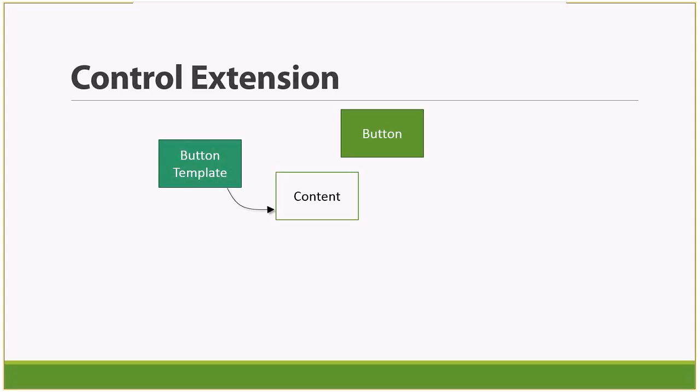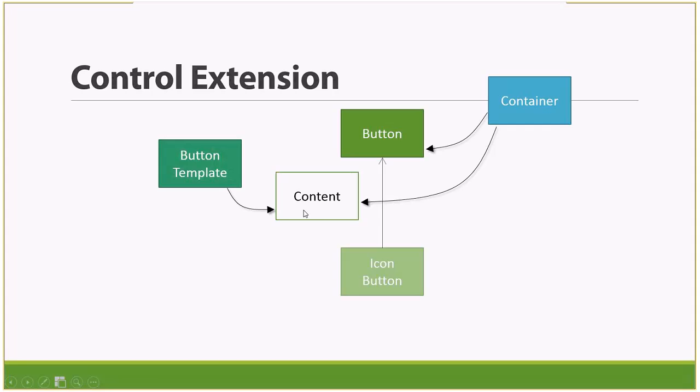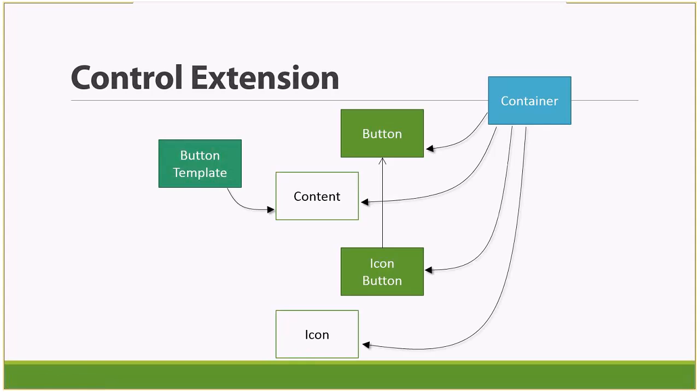But that wasn't enough holes. From the container, I could create a button and set the content property, and then the button template would display what was in that property. But if I want more holes, more places to put content, then I create a derived class. There's my icon button, and this inherits the button property of content, but then it also creates its own property, icon. And so now from the container, I can create an icon button, and then I can set the content and the icon. And then my icon button template will pull in the icon property and display that at the appropriate place.